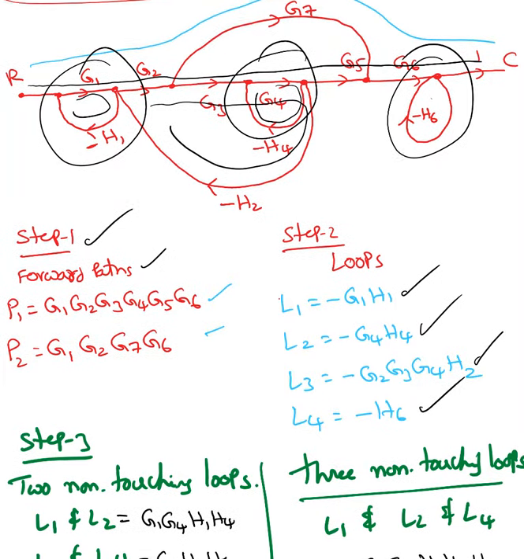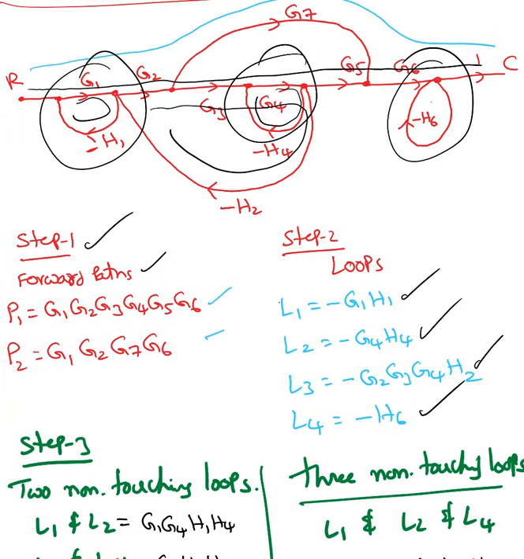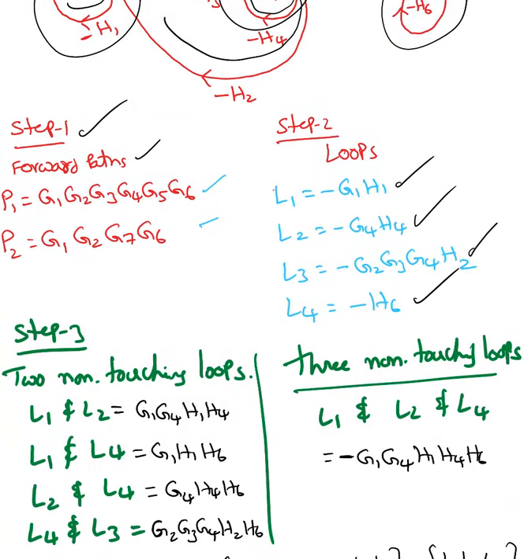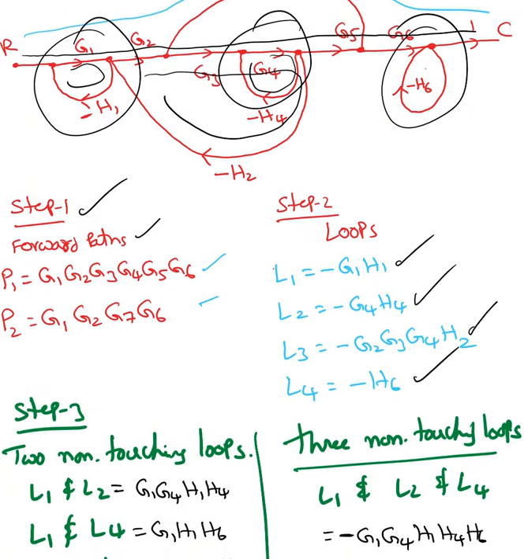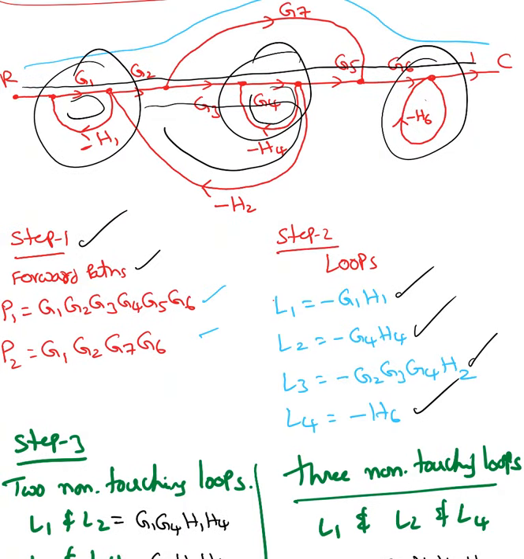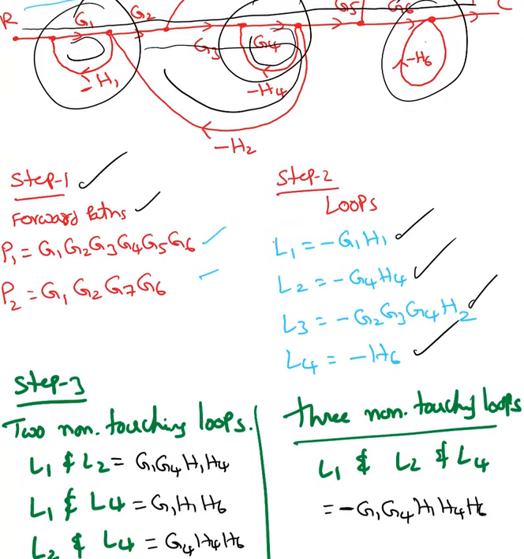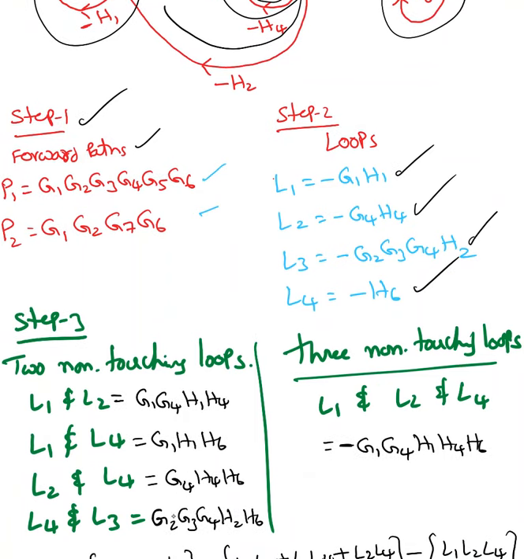Any other non-touching loops? Yes, there is one more. Another non-touching pair is L3 and L4. L3 is right here and L4 is right there. They are both non-touching at any node or any path. Actually, I forgot to draw L3 and L4, so please review it. Find out, are there any non-touching loops? Those are the two non-touching loops.